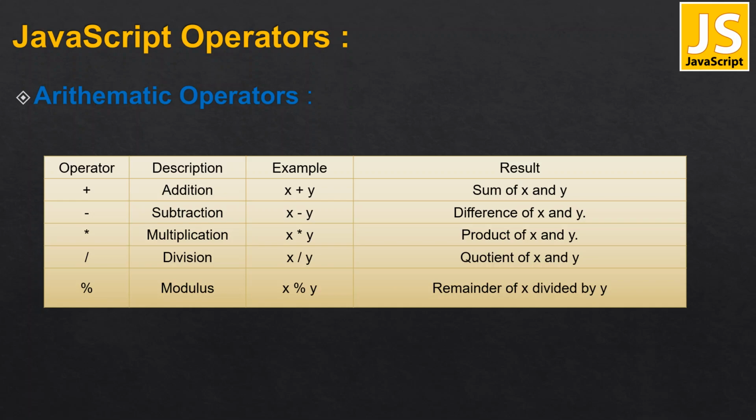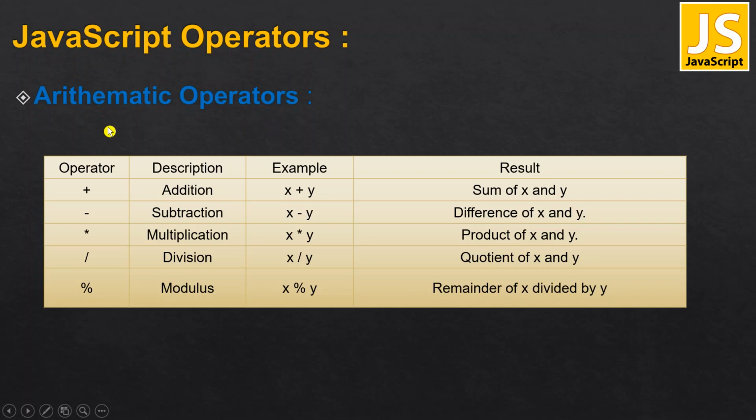In this class, we are going to discuss JavaScript operators. Every programming language has its own set of operators, friends. Operators are required to perform operations over the data. Let us see arithmetic operators first.